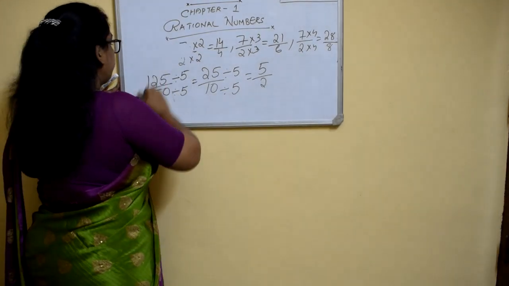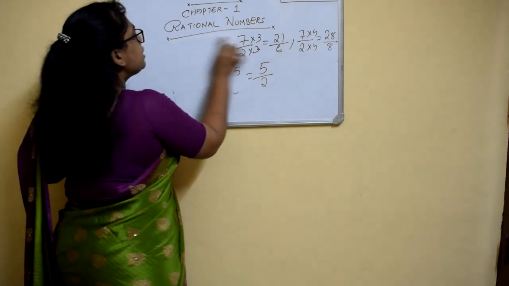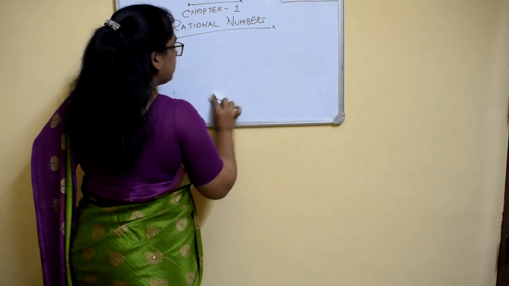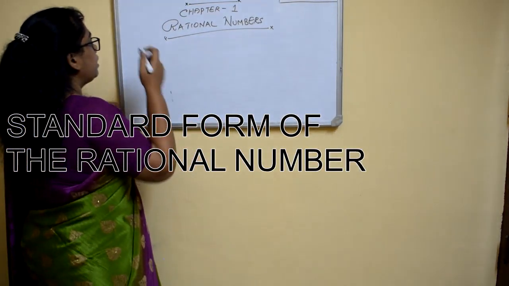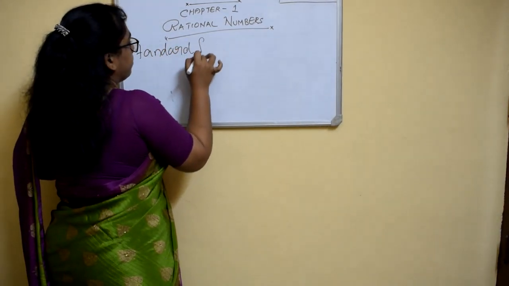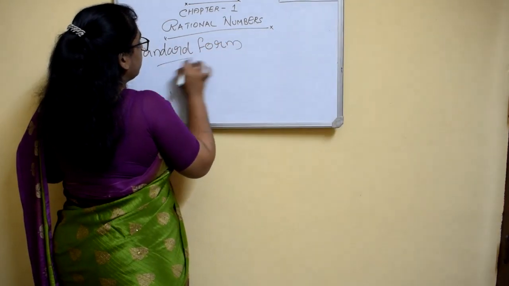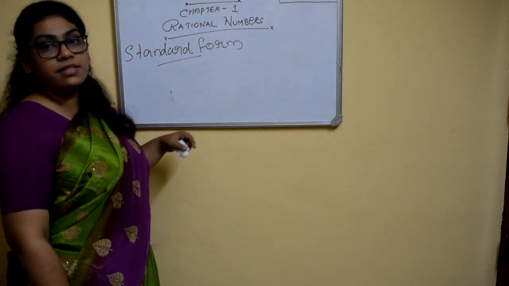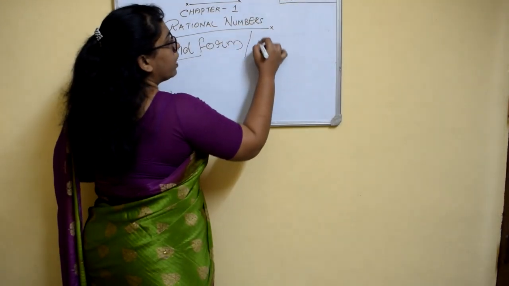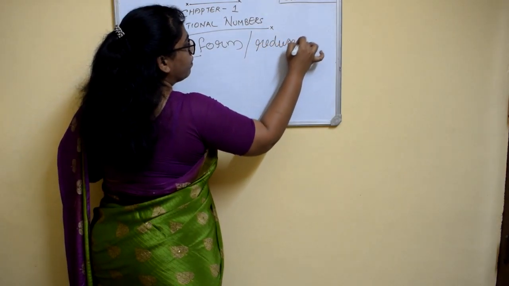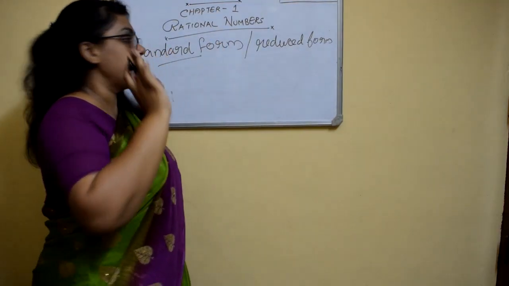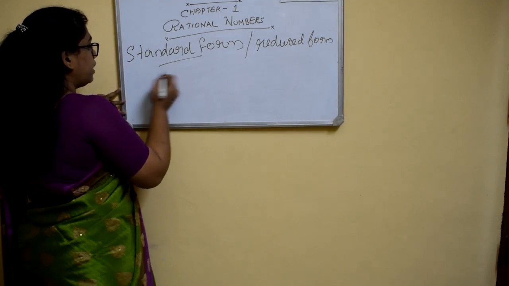Okay, then next one is the standard form of the rational number. The standard form is something we already discussed in equivalent rational numbers. It is also known as the reduced form. That means the division method we already discussed in equivalent forms gives the standard form. Similarly, one example we will discuss.